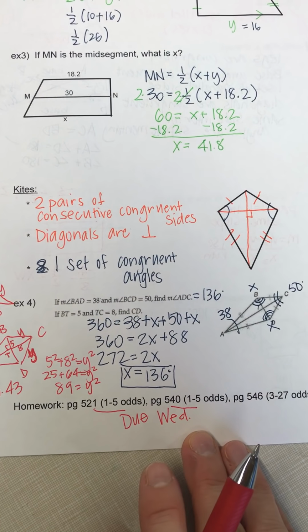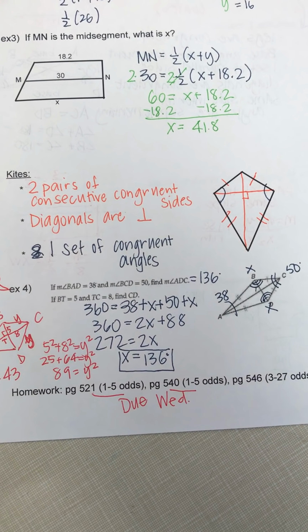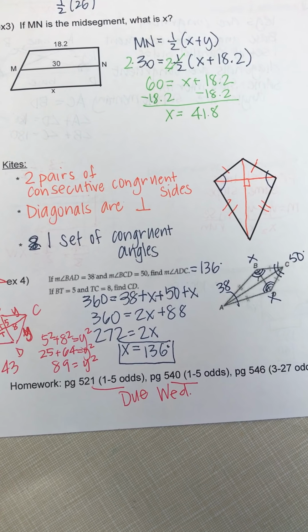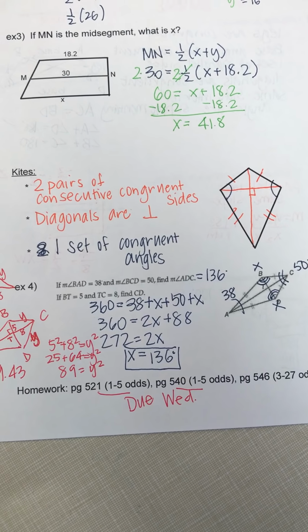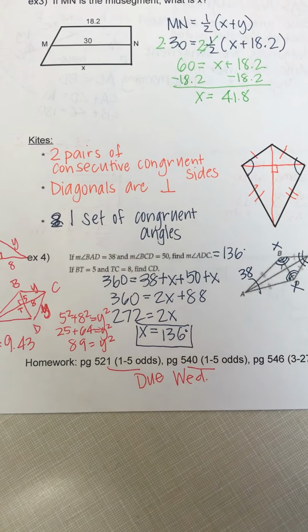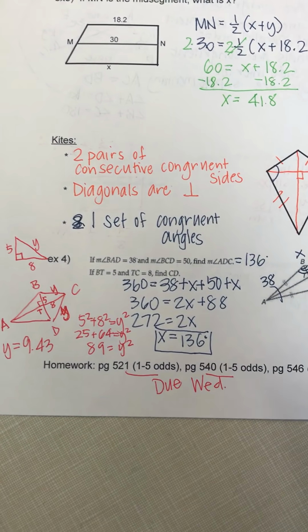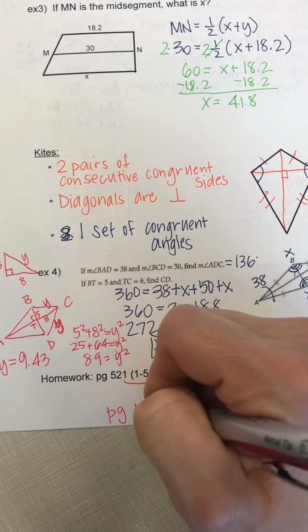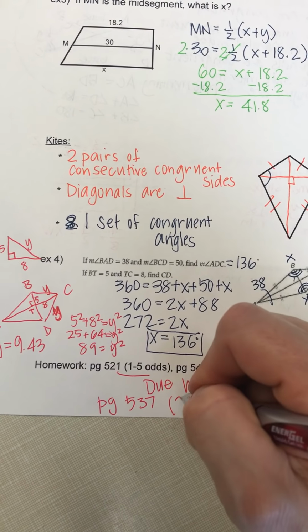But don't forget, we also still have that assignment from the other day. That was the one that you guys, I think, might have called long. That was 3 through 51. So that one we're going to check as well on Wednesday. So don't forget about that one. That was also page 537, and that was 3 through 51 odds.